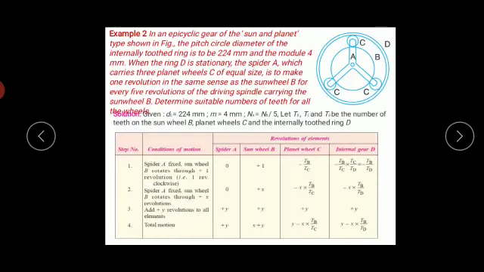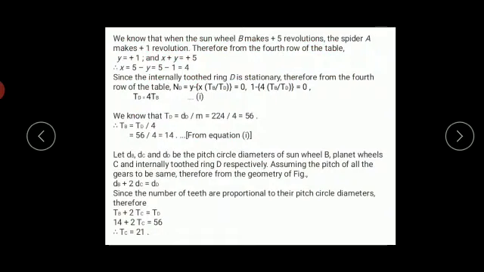So spider A means we have y here, and sun wheel B means x plus y. So x plus y should be equal to 5, and y should be equal to 1. So let us substitute that. X plus y equals 5, y is given as 1. Therefore from here we can get the value of x. So x turns out to be 5 minus y, that is 4.